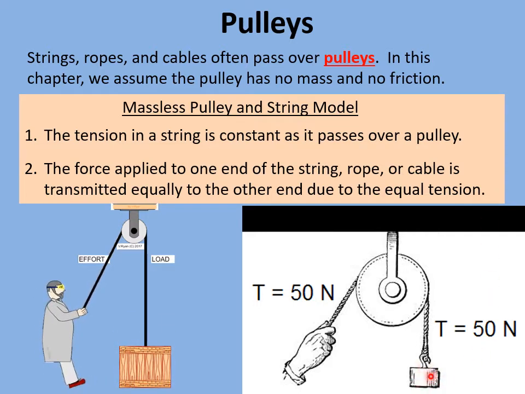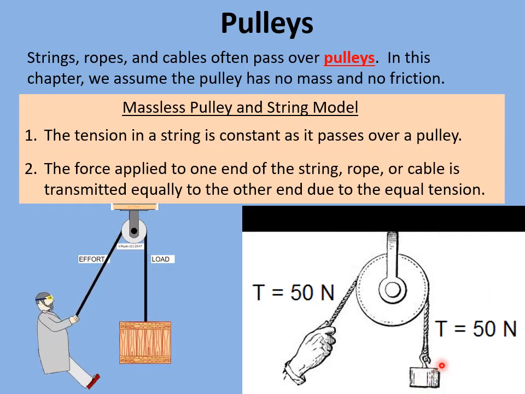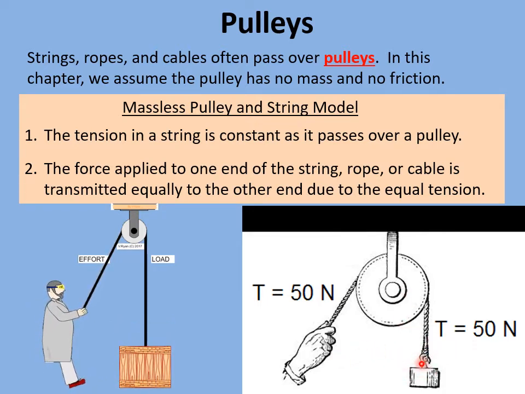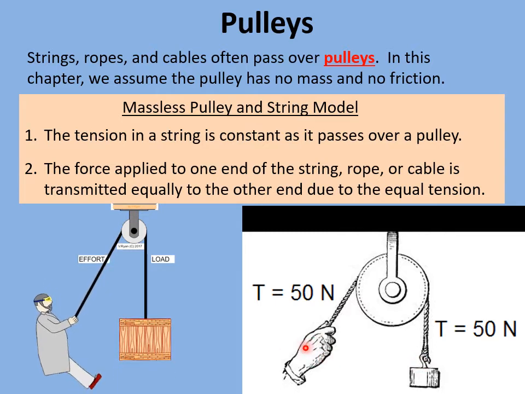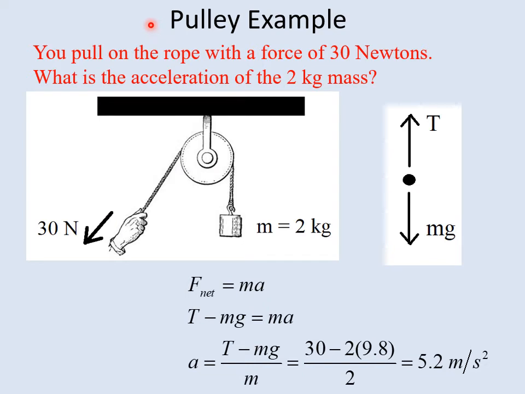So this weight down here feels a tension force of 50 newtons upward due to this rope, and that 50 newtons came from the hand here pulling with that 50 newtons. So let's start with a real basic example. You pull on the rope in this picture here with a force of 30 newtons. The question is, what is the acceleration of the 2 kilogram mass? So, as you pull this string, presumably this mass is going to rise up, and we're going to try to figure out what the acceleration is.